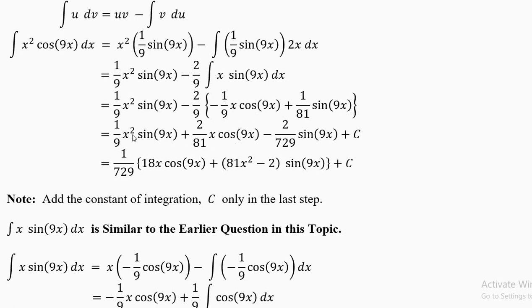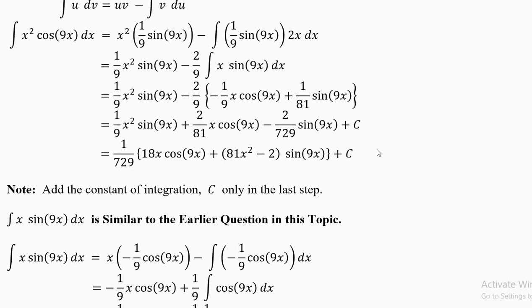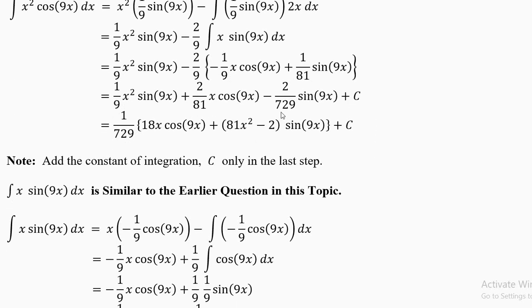Now open the brackets, you will get 1 by 9 x square sine 9x plus 2 by 81 x cos 9x minus 2 by 729 sine 9x, and remember the plus c, the constant of integration. You can put a common denominator of 729 as 1 over 729. Then in the bracket, multiply here with 9, 9 into 9 is 81, you will get 81 x squared sine 9x.